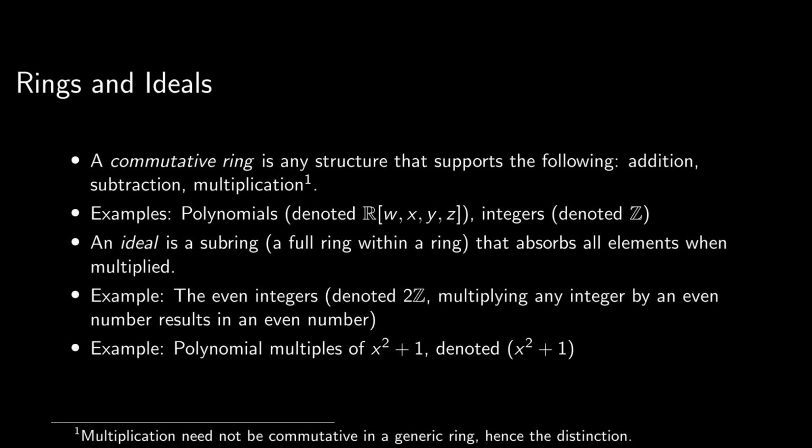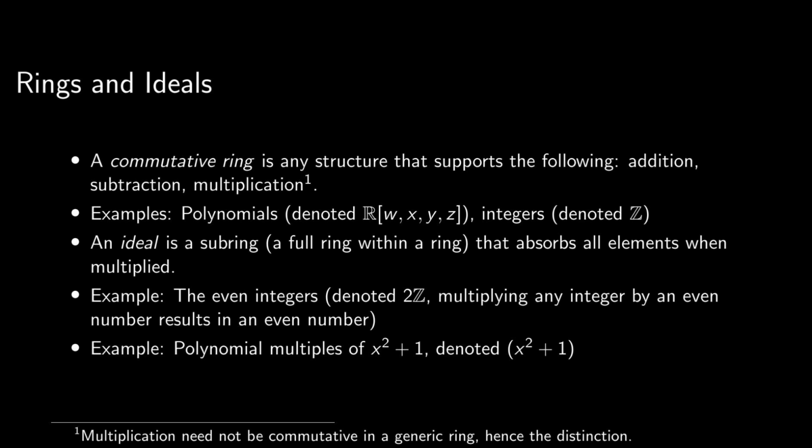Step 2. Understand what a commutative ring is. But simply, it is any structure that supports addition, subtraction, and multiplication following the rules you know and love from grade school, where these operations over 2 members of the ring produce another member of the ring.